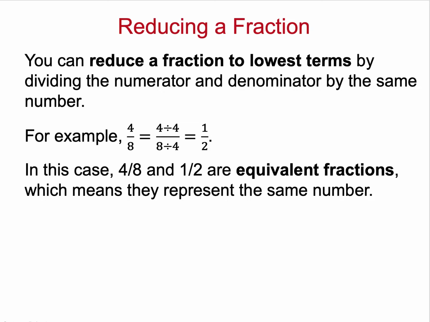You can reduce a fraction to lowest terms by dividing the numerator and denominator by the same number. So for instance, we have 4/8. I can take the numerator and divide it by 4 and the denominator and divide it by 4, and that's how I reduce the fraction to 1/2. Now when we're teaching students in the classroom, what we often get confused with is we need to make sure we divide the top and the bottom by the exact same number. And that's how we're going to get an equivalent fraction that is reduced.